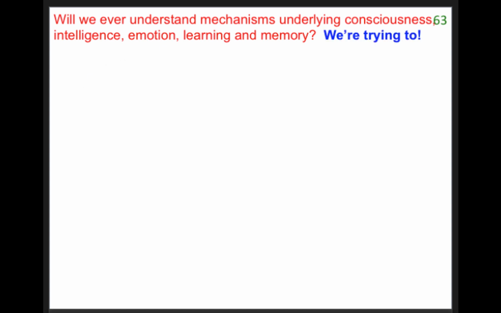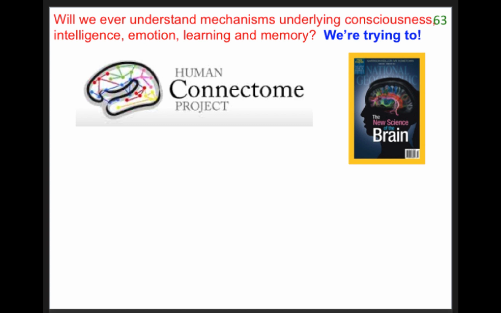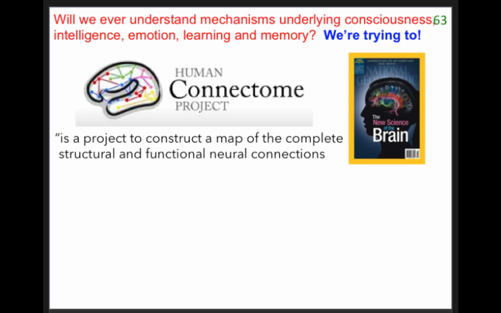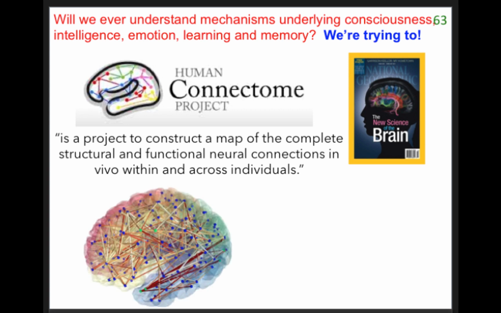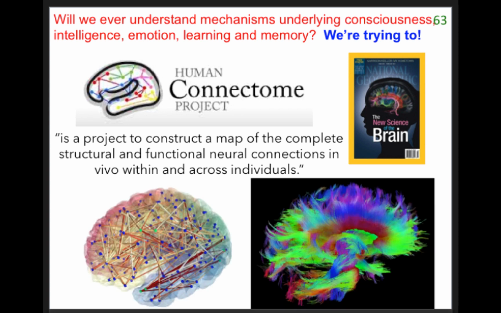There are scientists out there working on what we call the Human Connectome Project, which, according to their own project mission statement, is a project that's meant to construct a map of the complete structural and functional neural connections in vivo, meaning in a living organism, within and across individuals. So we want to know in one individual and what the differences are between individuals in terms of all the connections that you find inside a brain and how they act in different actions and senses.